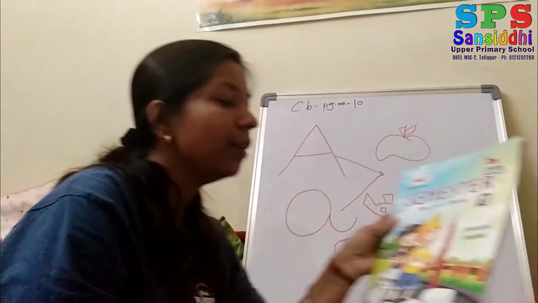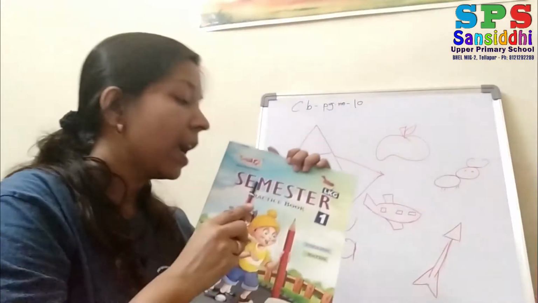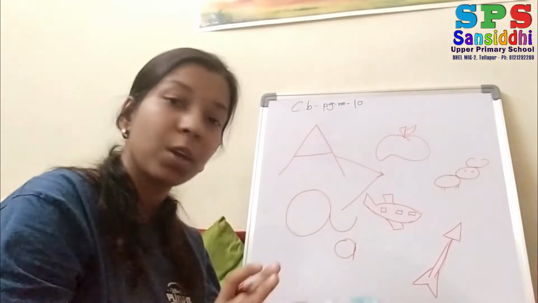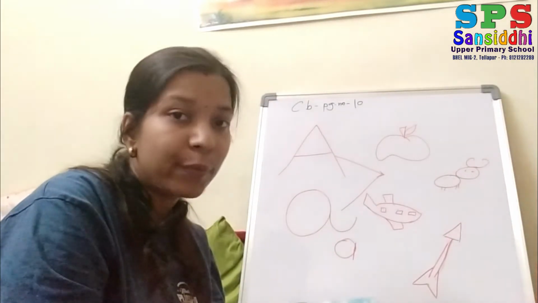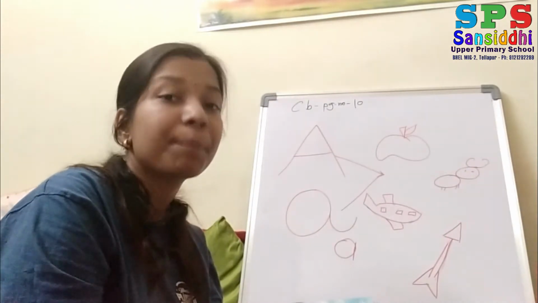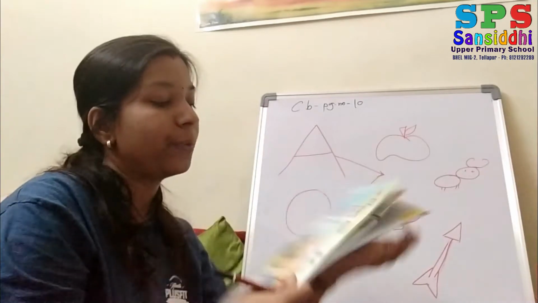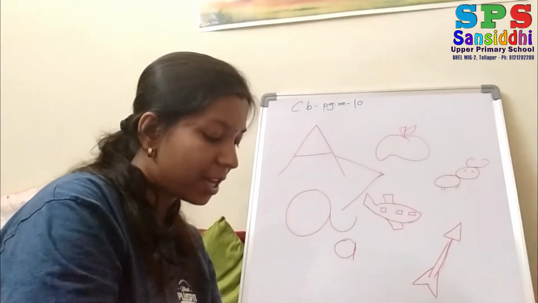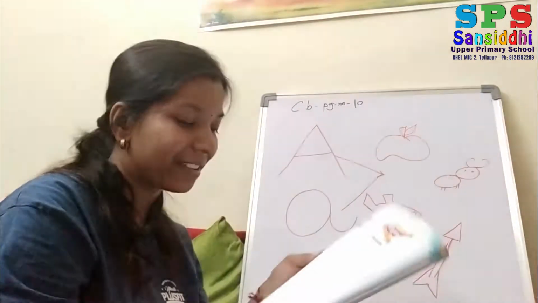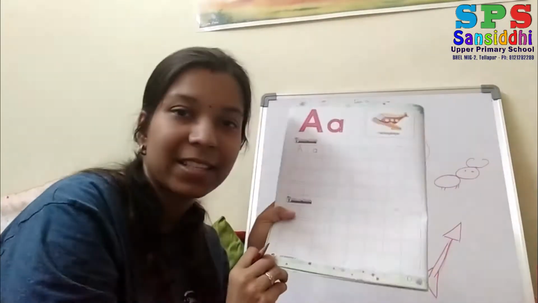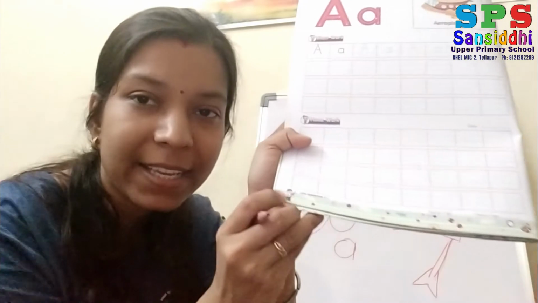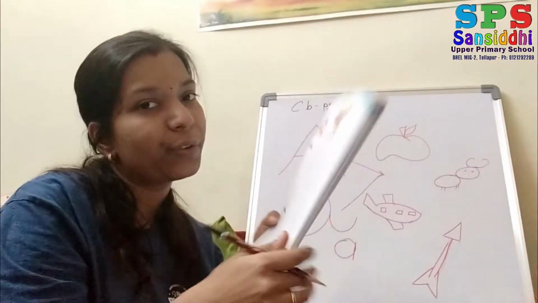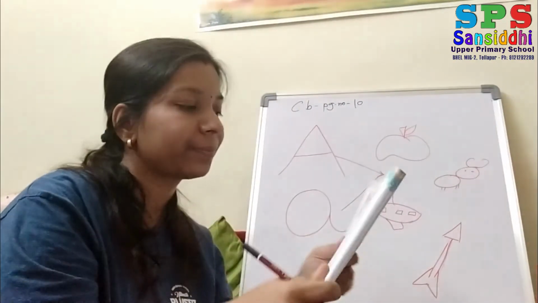Now open your semester 1 practice book. CB means course book we have done. Now it's time for PB, practice book, we will do. Now we'll see what is the page number. Yes, I got it. Page number is 16. What is the page number? 16. So ask your parent to open your book, or else if you can do by yourself.